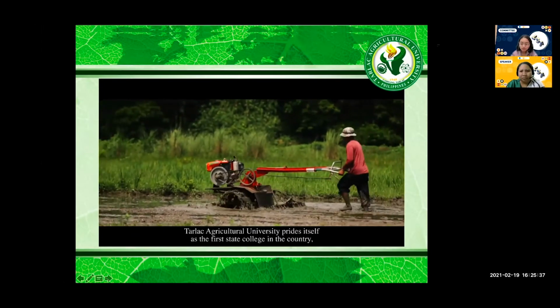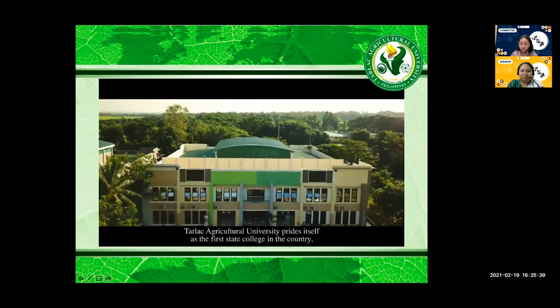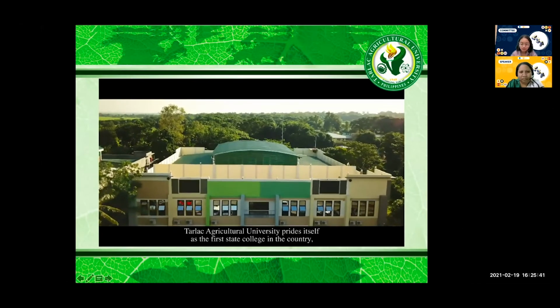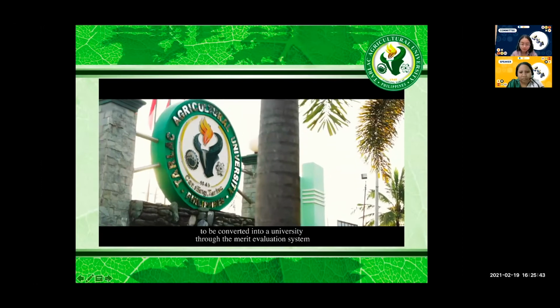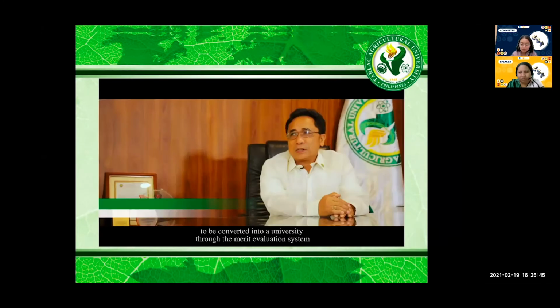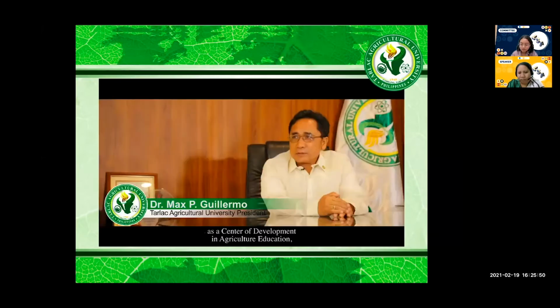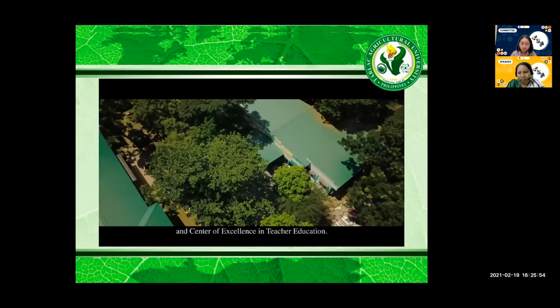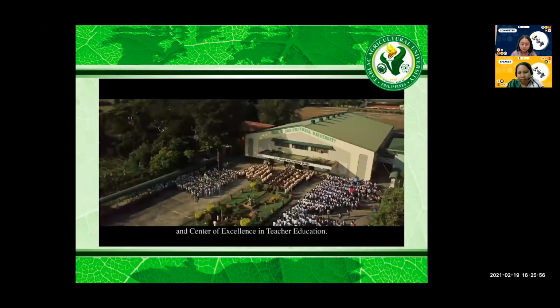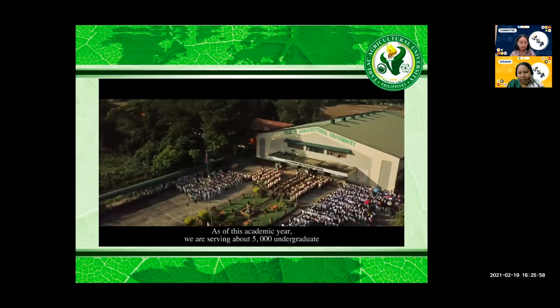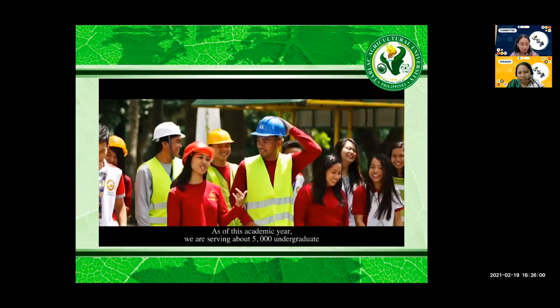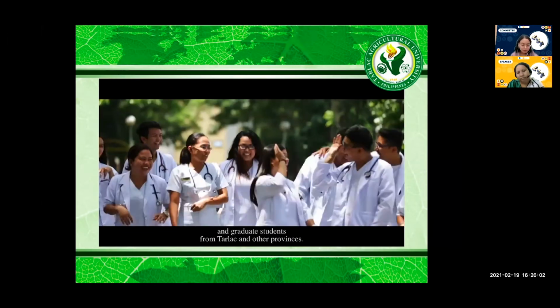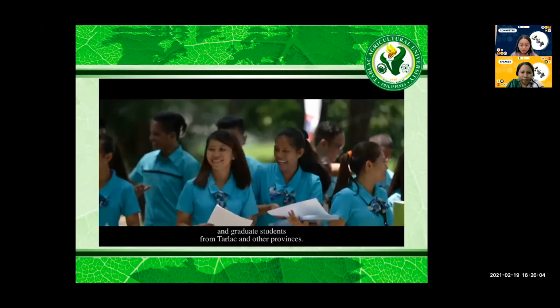Tarlac Agricultural University prides itself as the first state college in the country to be converted into a university through the merit evaluation system of the Commission on Higher Education. We have also established our reputation as a center of development in agriculture education and as a center of excellence in teacher education. As of this academic year, we are serving about 5,000 undergraduate and graduate students from Tarlac and other provinces.